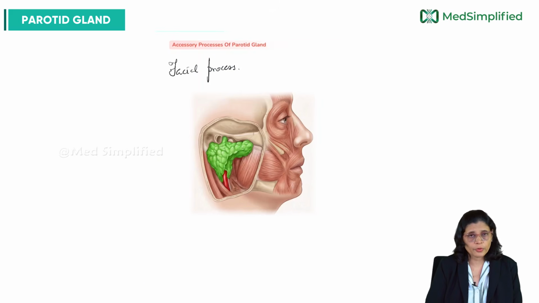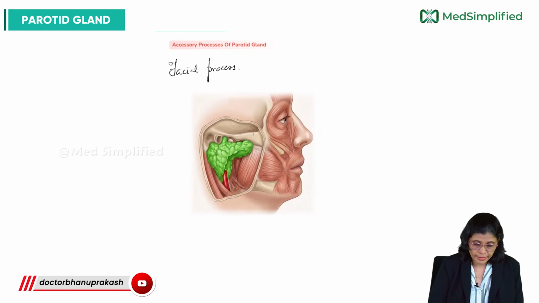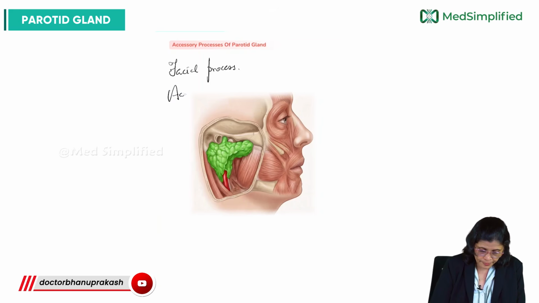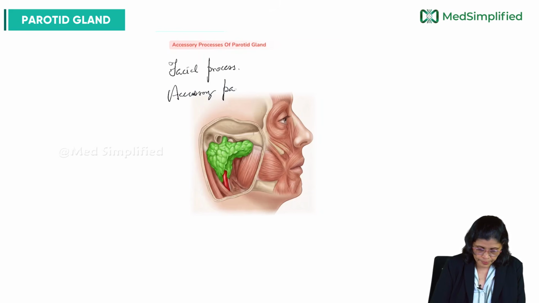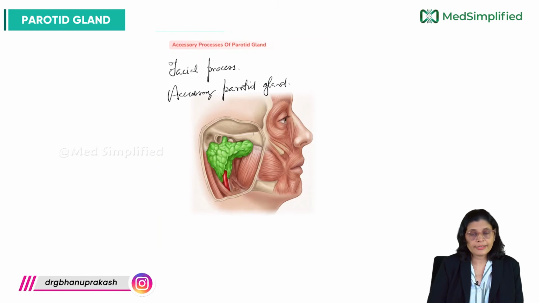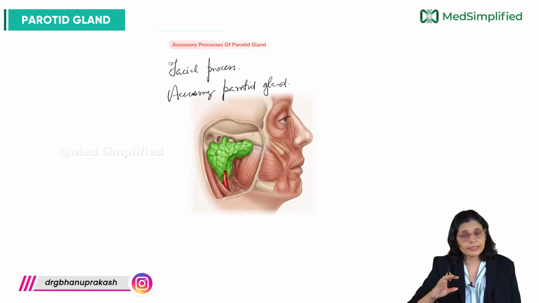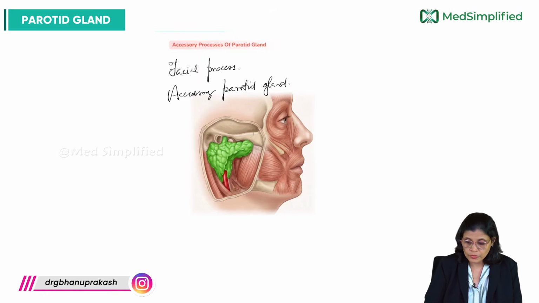Okay, so this facial process is a small triangular process which will extend forwards anteriorly along the parotid duct. Then we have the accessory parotid gland. This accessory parotid gland is basically the detached part of this facial process which we see.